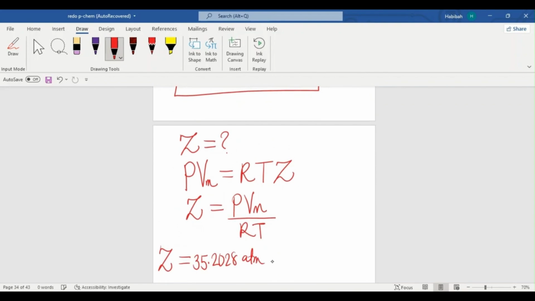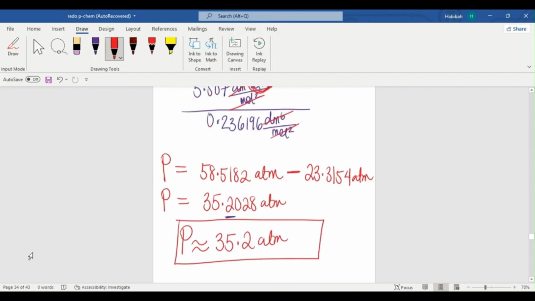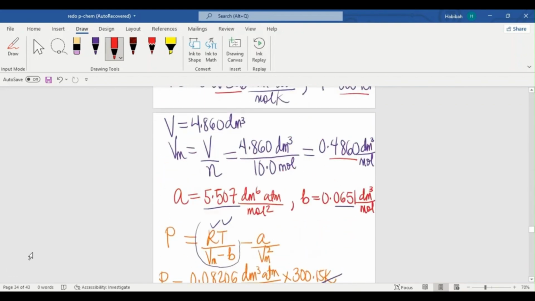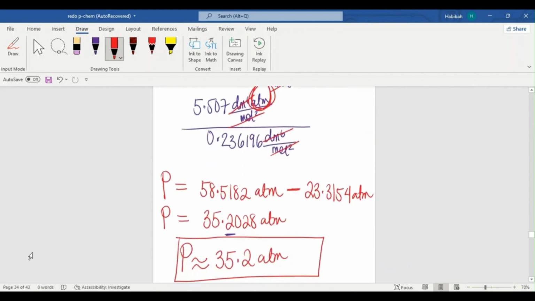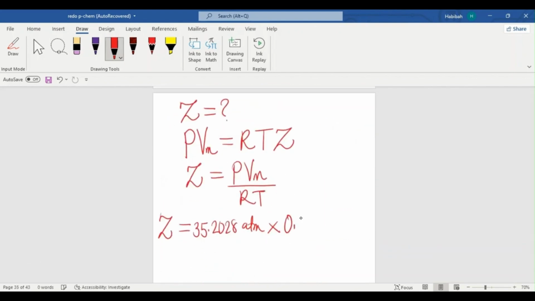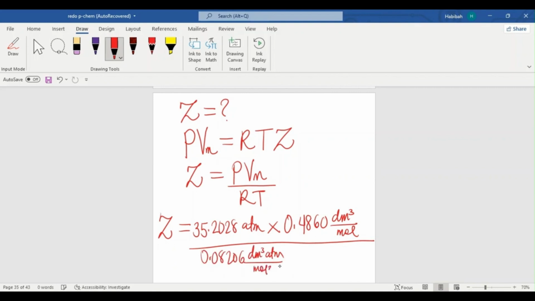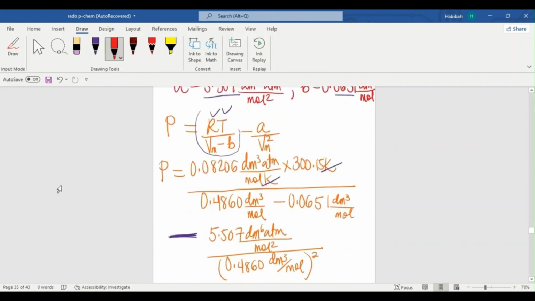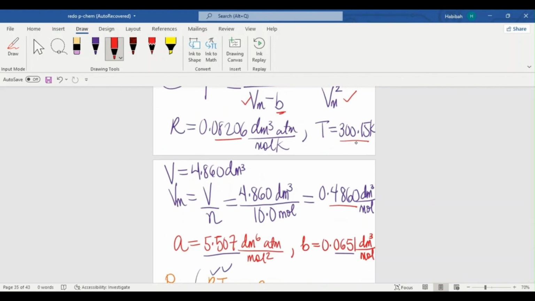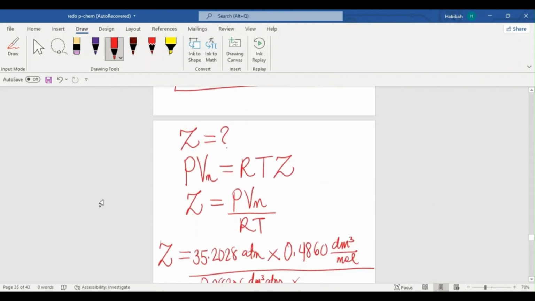35.2028 atmosphere times the molar volume, which is 0.4860 dm cube per mole. We know the gas constant to be 0.08206 dm cube atmosphere per mole Kelvin. Sorry, per mole Kelvin, not per mole squared. I apologize. Times the temperature, which we know to be 300.15 Kelvin.